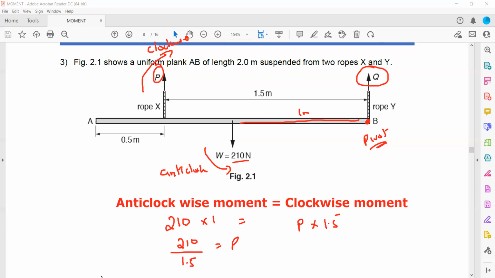What is the answer for this? 210 divided by 1.5. What's the answer for this?